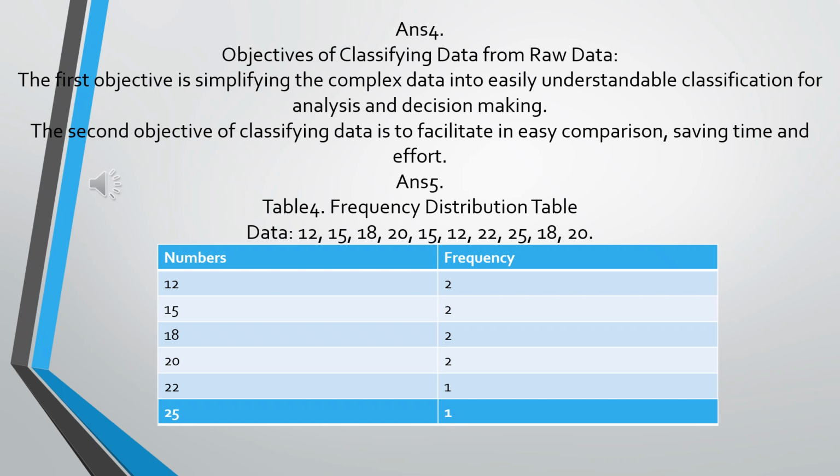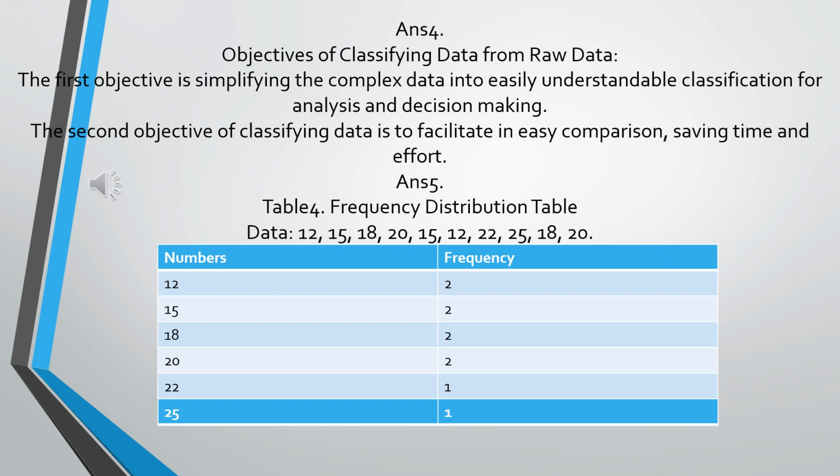Now we come to answer number 4, which is the objectives of classifying data. The first objective is simplifying the complex data into an understandable classification for analysis and decision making in statistics. And the second objective of classifying data is to facilitate easy comparison, which saves time and effort. So these are the two objectives of classifying data from raw data.